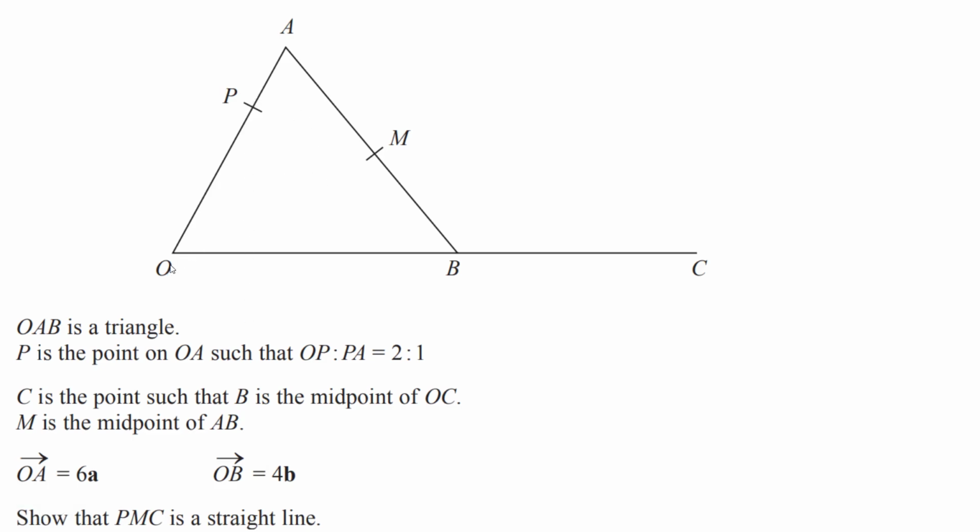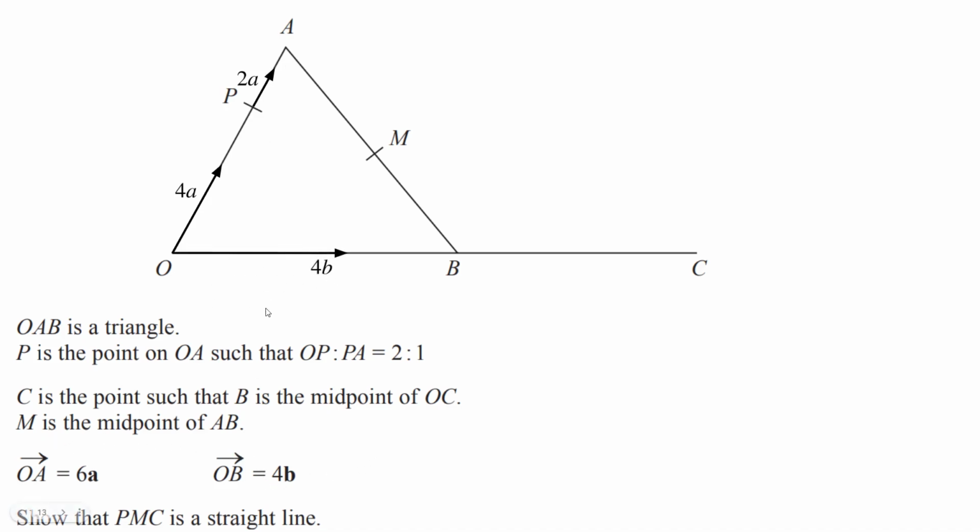Okay, so OAB is a triangle. P is the point on OA, such that OP to PA is 2 to 1. So if the full line is 3 parts, this is 2/3 of the full line, and this is 1/3 of the full line. So 2/3 of 6, because OA is 6A, gives us 4A. Then 1/3 of 6 gives us 2A. Remember, OA is 6A, as the question tells us. And then we know that OB is 4B.